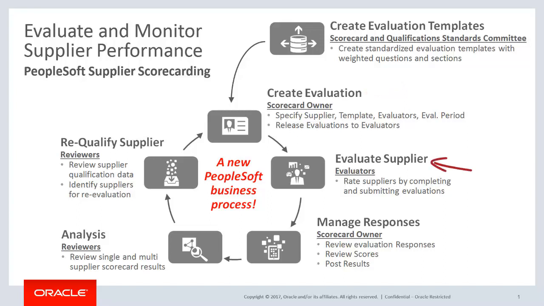Next, the evaluators fill out a simple evaluation form and submit it. The scorecard owner monitors all incoming evaluation responses. Finally, reviewers analyze the supplier scorecard results. You can repeat this process for other suppliers and for the same supplier over time.